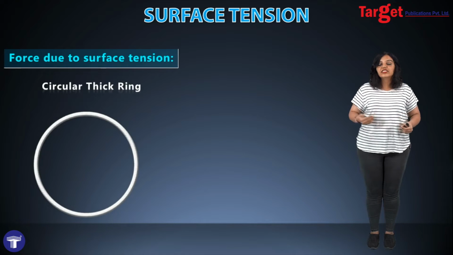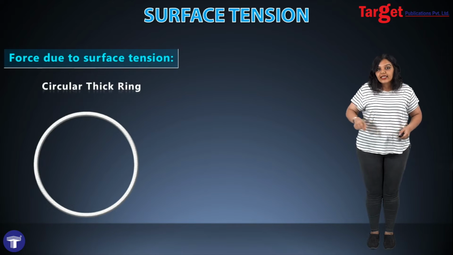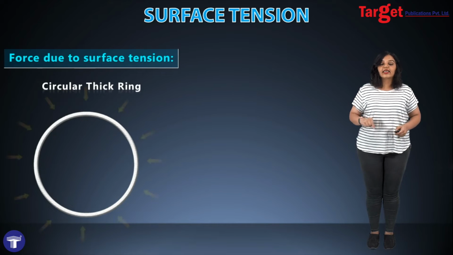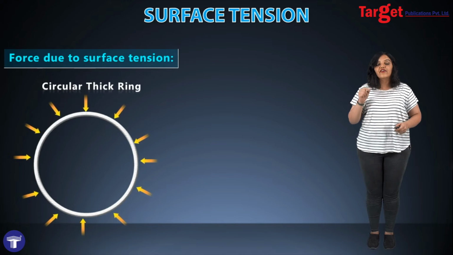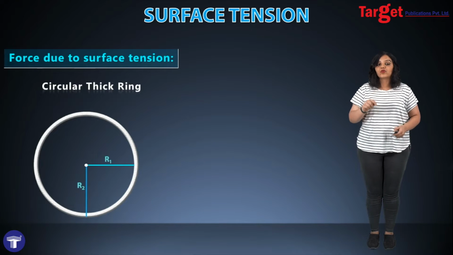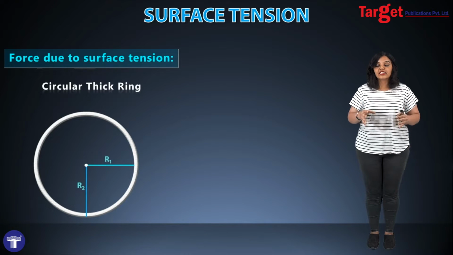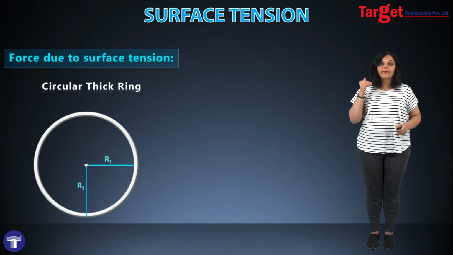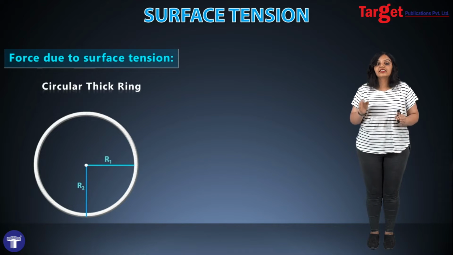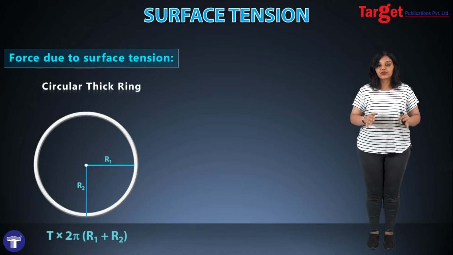For example, if you have a circular thick ring, then you will find that the surface tension forces are acting on the inner side of the ring and on the outer side of the ring as well. In such a case, if the radius of the inner side of the ring is r1 and the radius of the outer side of the ring is r2, then the inner effective length will be 2πr1 and the outer effective length will be 2πr2. The total length which is effective in case of surface tension forces will be 2π(r1 + r2), and when this total effective length is multiplied by the surface tension per unit length, that is by T, you get the force due to surface tension.